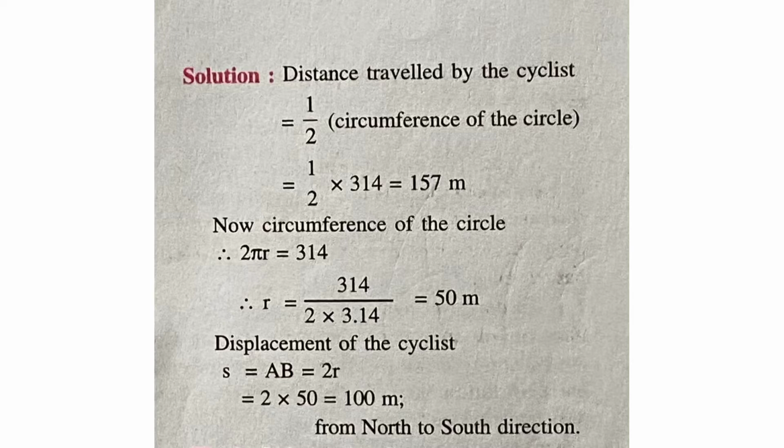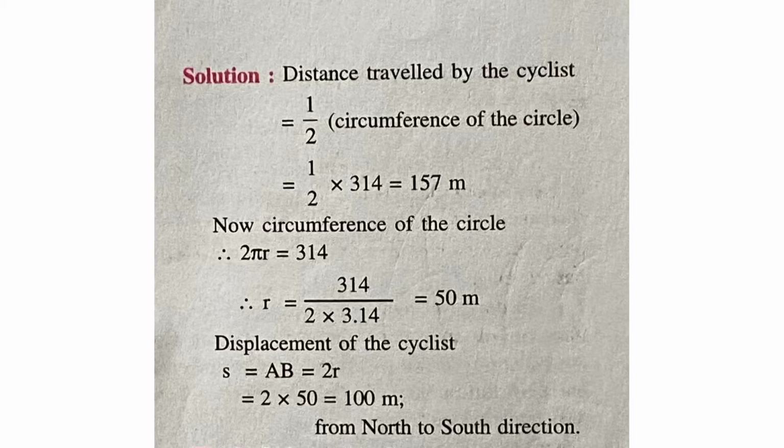So the displacement of the cyclist is the diameter AB. So we'll find the diameter, and for this we need to find the radius of the circle. The thing which is given to us is the circumference of the circle, that is 314. The formula for the circumference of the circle is 2 pi r. So 2 pi r is equal to 314. So r is equal to 314 upon 2 into pi. Pi is 3.14. So r is equal to 314 divided by 2 into 3.14, that is equal to 50 meter, which is the radius of the circle.